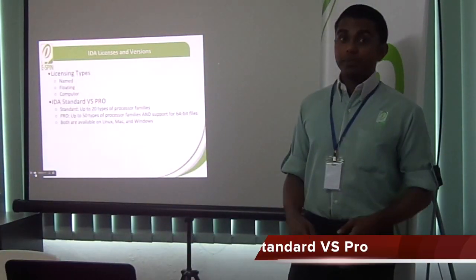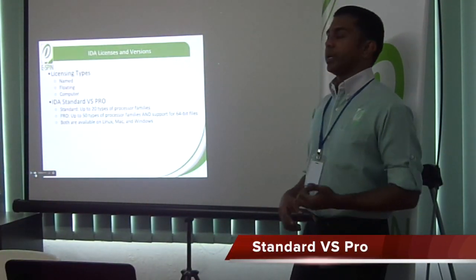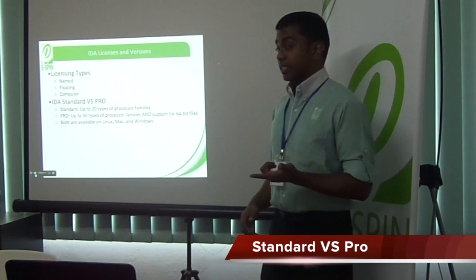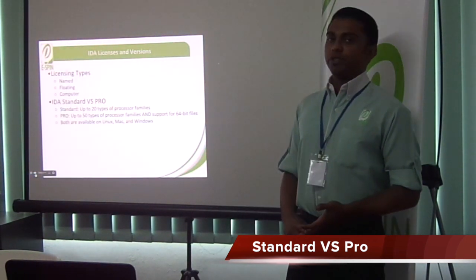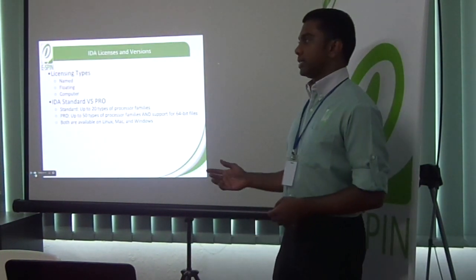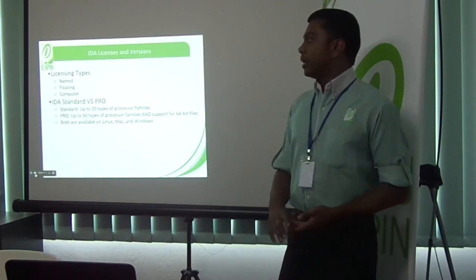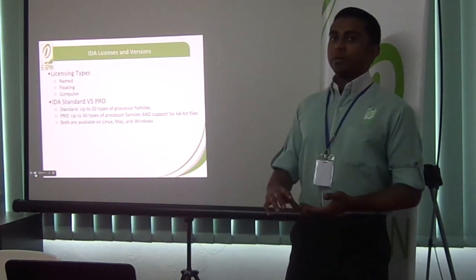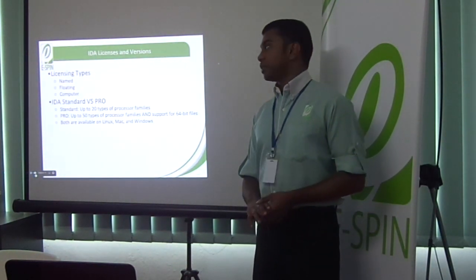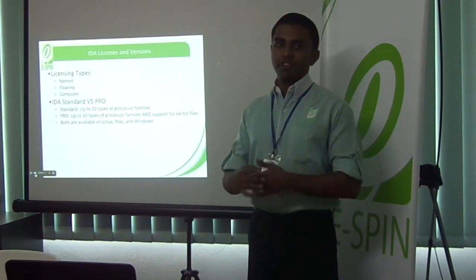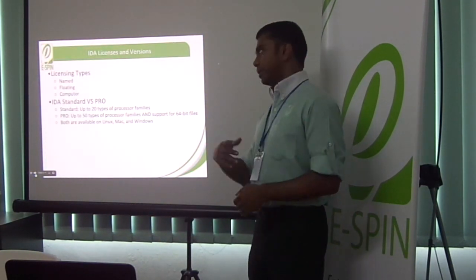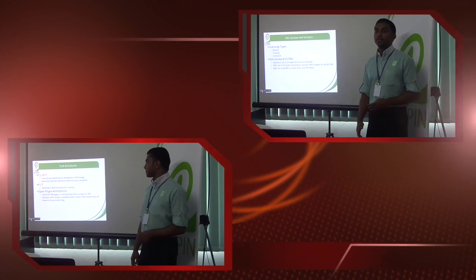And generally, IDA comes in two different versions, IDA Pro and IDA Standard. They're almost identical in the sense that they come with the same features and whatnot, and the other plugins and the decompiler work in both. But IDA Standard is more limited to only 20 processor types, while IDA Pro unleashes the full 50 processors supported and potentially any further ones that come in.